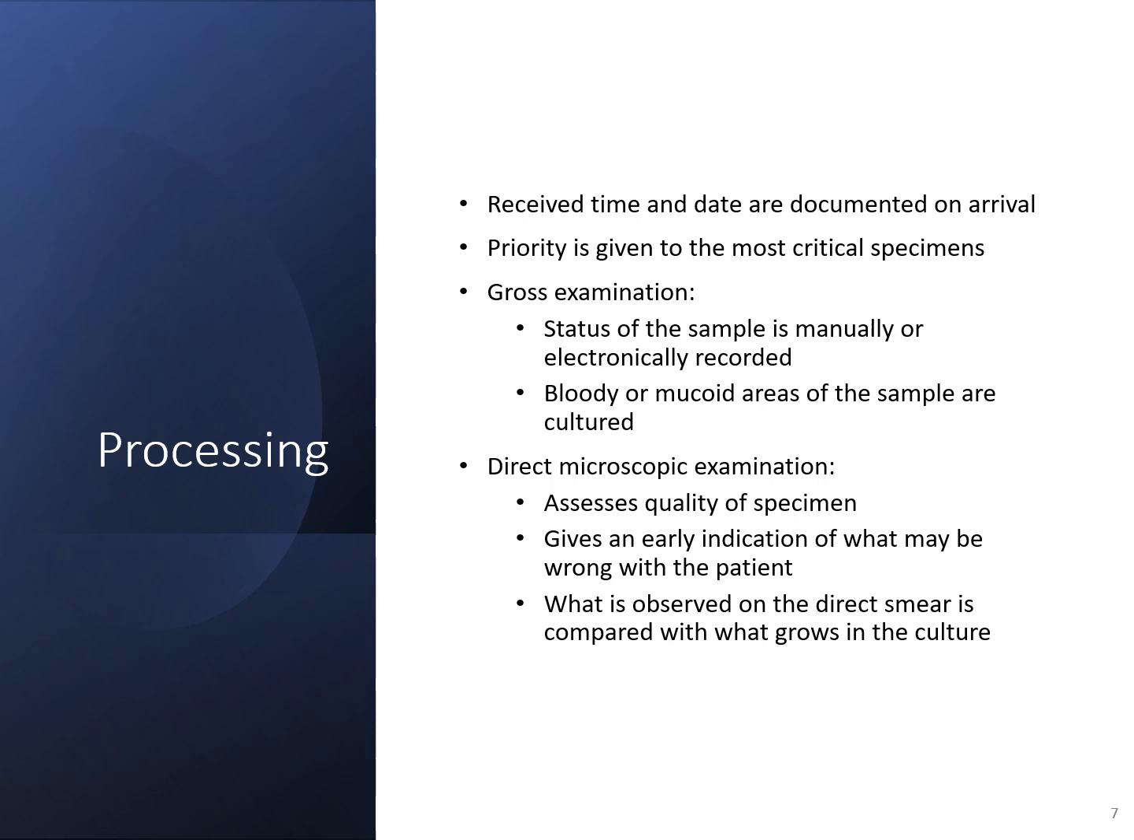You will also examine the specimen itself, and when you do that, you may make a manual or an electronic record of what that specimen looks like, or if there are any issues with the specimen once it arrived in the lab. And when you perform the culture, you will want to make sure that you're looking for the bloody or mucoid areas, depending on the specimen, or a pus-type area, because you're most likely getting a bulk of those organisms there. So you do want to try to get those areas included as well.